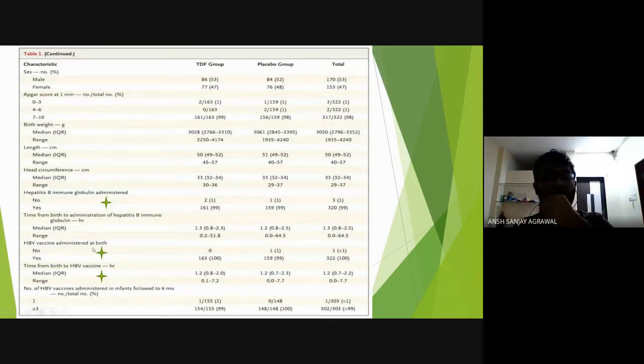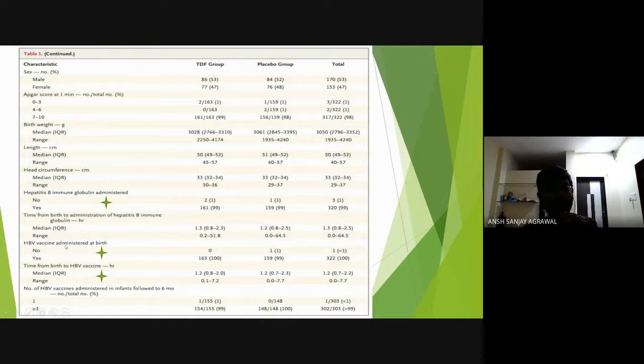Moving on. If you look at the hepatitis B immunoglobulin administered, you will see that there were two infants who weren't administered it in the TDF group and one in the placebo group. This was due to a combination of factors, such as one stillbirth and two cases where the mothers' consent was against hepatitis B immunoglobulin administration.